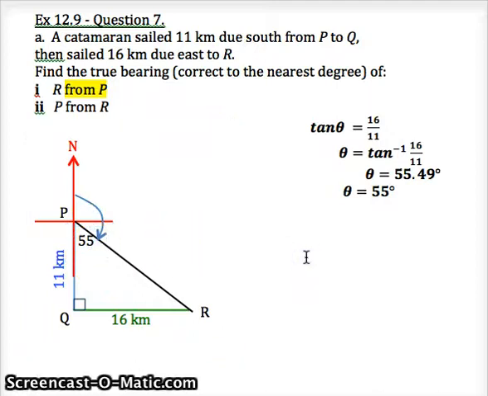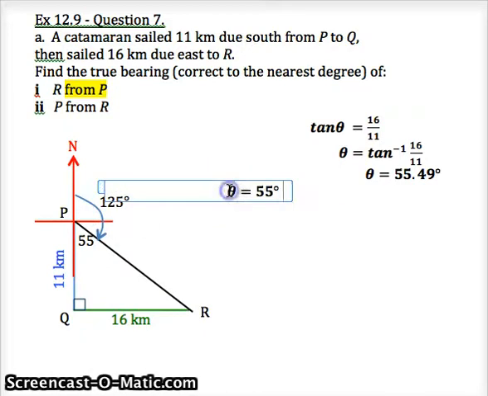So now we've just worked out that that's 55 degrees in there, so I need the bearing of R from P. Now, if this is 55 degrees in there, then this angle up here will be 180 minus 55, which is 125 degrees. So I'll just mark that bearing in. So this bearing up here is 125 degrees. Sorry, just things are moving around a little bit here.